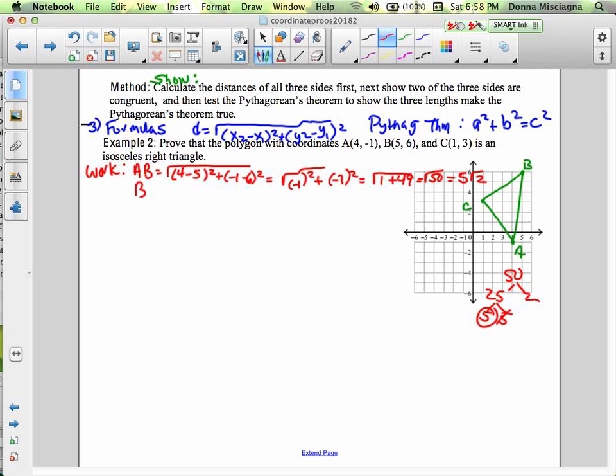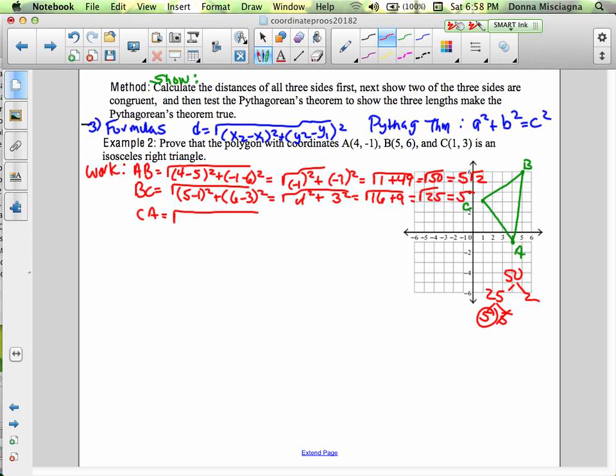All right, so now let's find the length of BC. All right, so we've got 5 minus 1 squared plus 6 minus 3 squared. 5 minus 1 is 4. 6 minus 3 is 3. So 4 squared is 16. 3 squared is 9. That's the square root of 25, or 5. And then let's find the last side, which is CA.